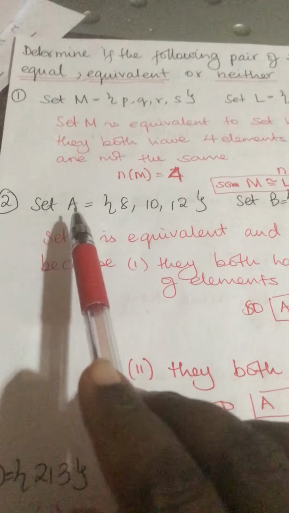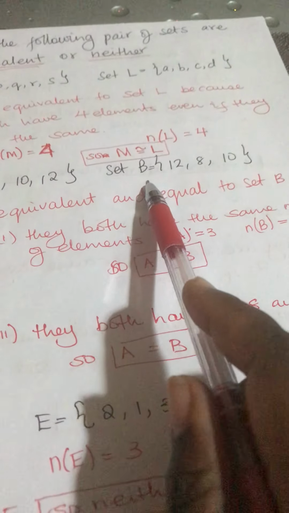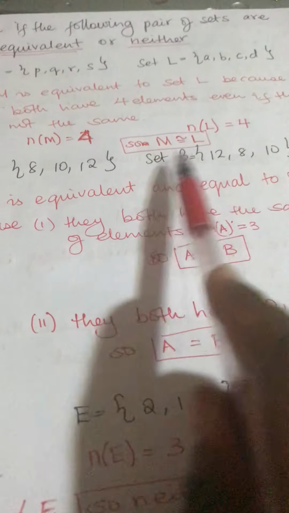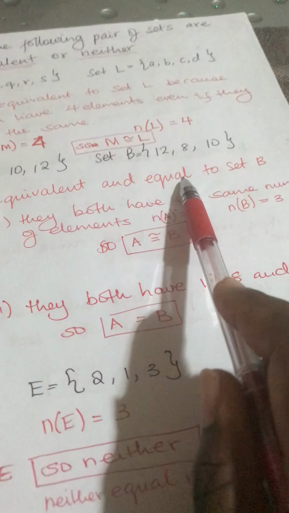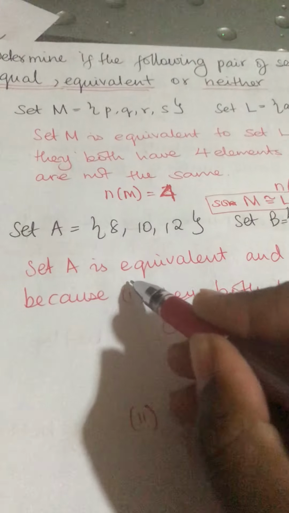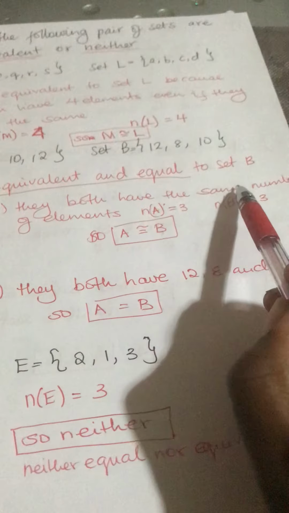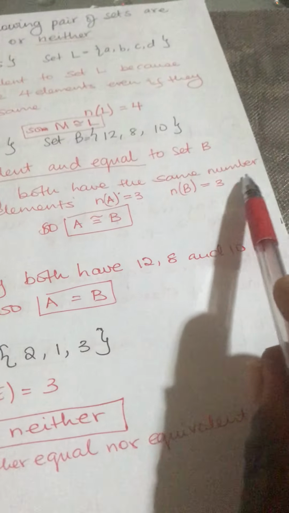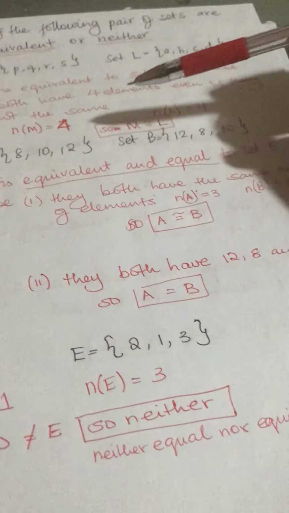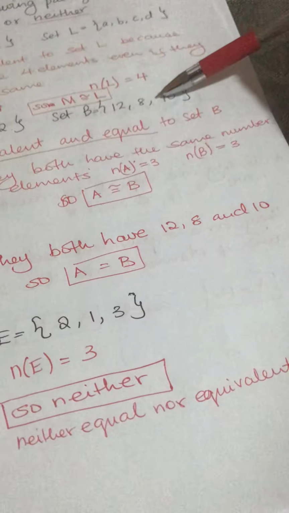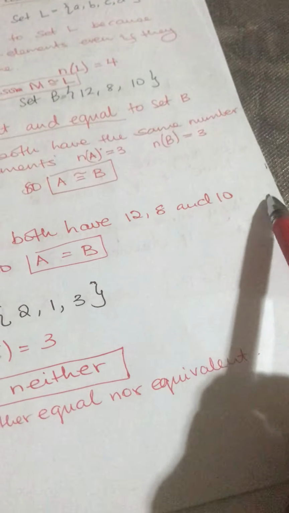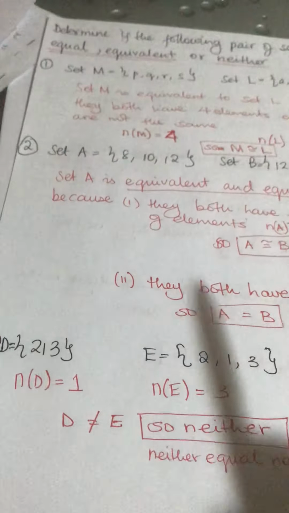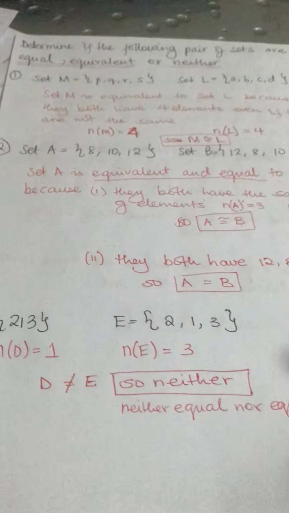All right, let's do this one. Set A, you have that. Set B, you have this. The elements are the same: 8, 10, 12 and 12, 8, 10. Both of them have 8. Both of them have 10. Both of them have 12. So set A is equivalent and equal to set B because they both have the same number of elements. The cardinality for A is 3. The cardinality for B is 3. A is equivalent to B. They both have 12, 8, and 10. A is equal to B. So question 2 has 2 answers.